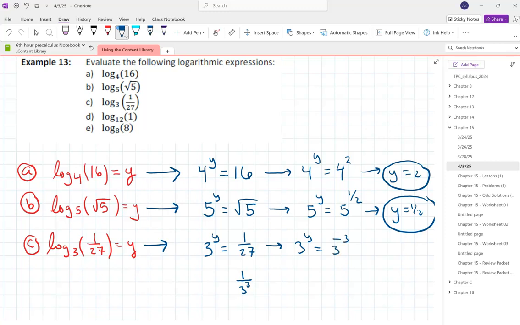You knew the negative had to go in there somewhere. And so what does that tell us the value for y is? Negative 3.